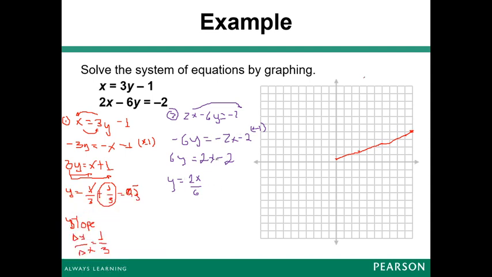Positive, because I changed the sign, plus 2 over 6. Now we're going to simplify this expression. Middle 1, middle 3. Now y is equal to x over 3 plus 1 over 3. Look at that. Now we have the same slope.